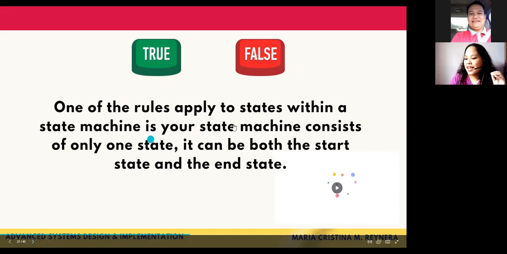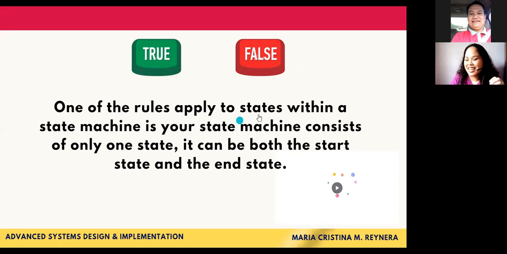One of the rules applied to the states within a state machine is that if your state machine consists of only one state, it can be both the start and the end state.